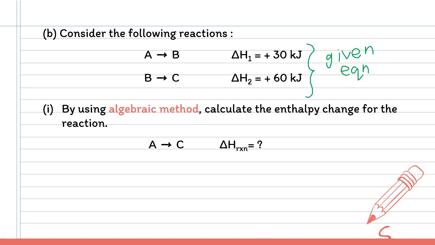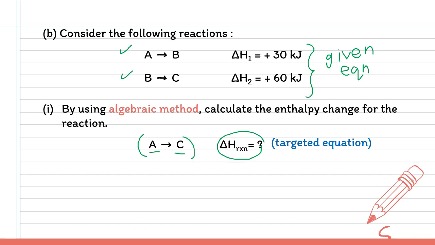And then for B1, by using the algebraic method, they already state to use the algebraic method. You cannot choose to do the energy cycle method if they already asked. Then calculate the enthalpy change for the reaction. So the enthalpy that we are interested in is this one, from A to become C. Whenever we are asked to use the algebraic method, we need to rearrange the thermochemical equations given up here to suit the targeted equation here. So we call this the targeted equation.